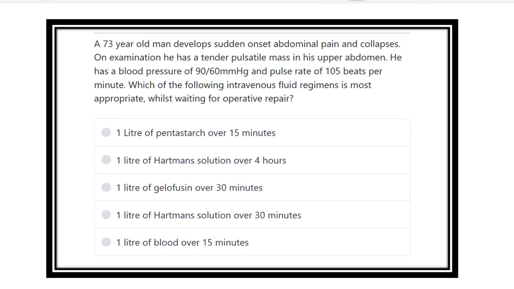A 73-year-old man developed sudden onset abdominal pain with collapse. On examination, he has a tender pulsatile mass in the upper abdomen, blood pressure 90/60 millimeters of mercury, pulse rate 105 beats per minute. Which of the following IV fluid regimens is most appropriate whilst waiting for the operative repair?